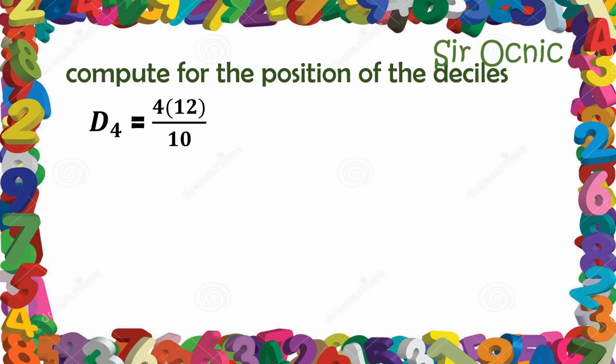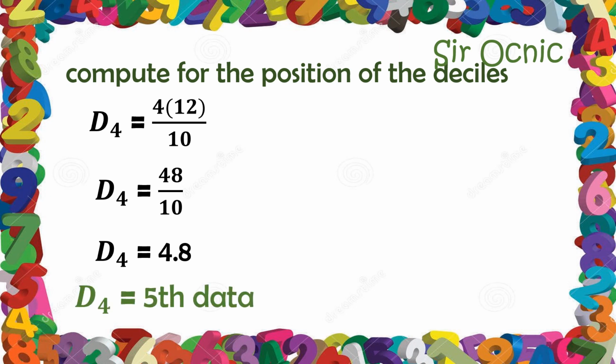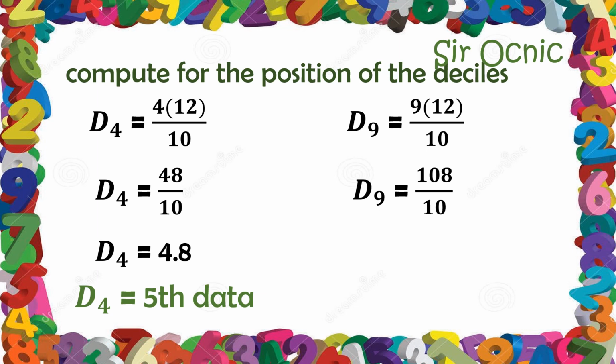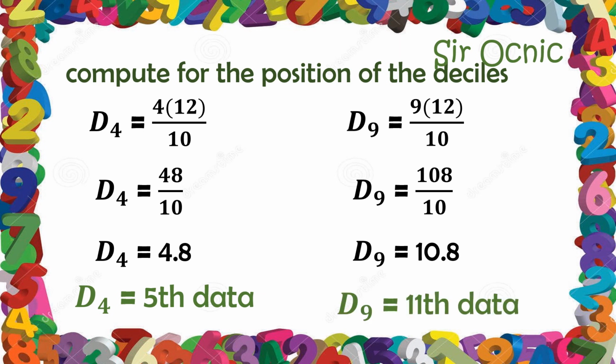To compute for the fourth decile, that is 4 times 12 all over 10, which is equal to 48 over 10 or simply 4.8. Since the quotient is not a whole number, therefore, round to the next whole number. That means that the fourth decile is the fifth data. For the ninth decile, that is equal to 9 times 12 all over 10, or simply 108 all over 10, which is equal to 10.8. Round to the next whole number, decile 9 is the 11th data.